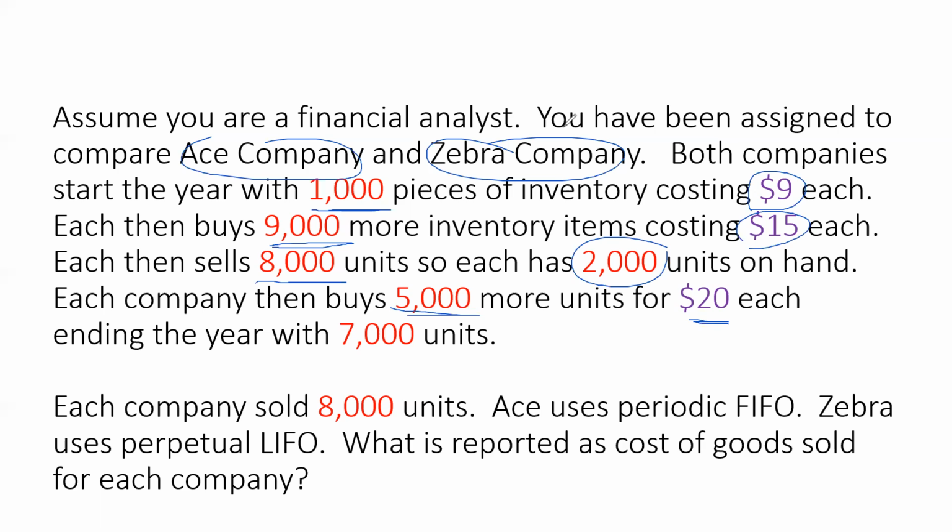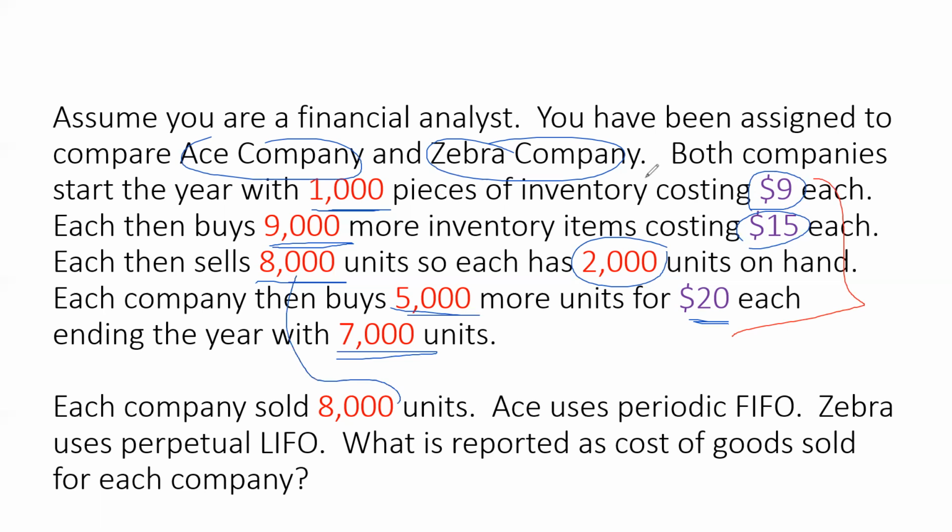Notice here that there is a very significant amount of inflation. Inflation will change what you report between FIFO and LIFO. So the more inflation you have, the bigger the difference in those two systems will be. Here we put in a lot of inflation because we want to demonstrate what the actual impact is. At the end of the year, they have 7,000 units left, and you can do the math. They have 1,000, they buy 9, they sell 8, they buy 5 more, and indeed that is 7,000 units.